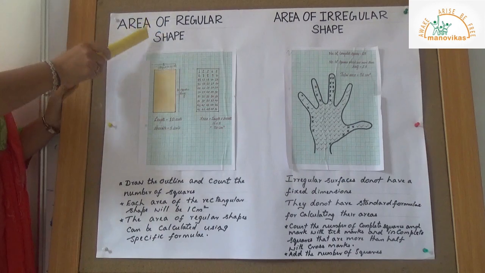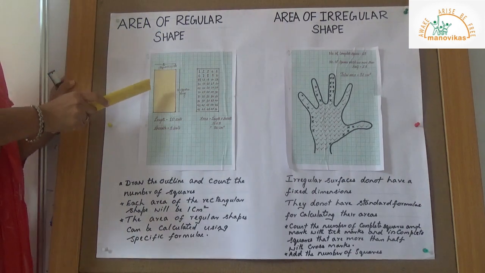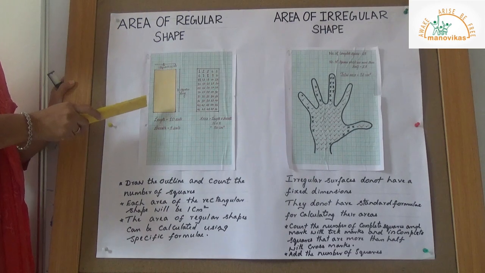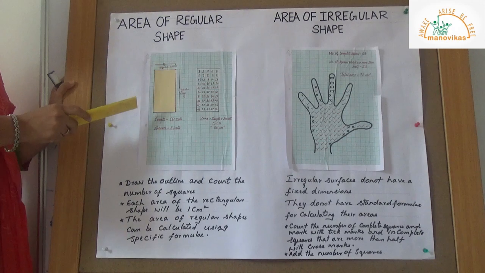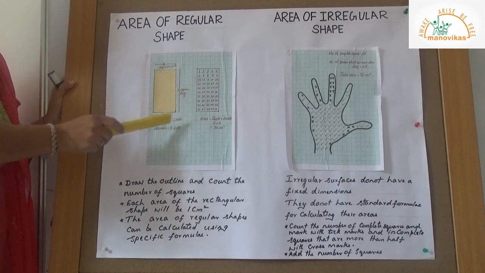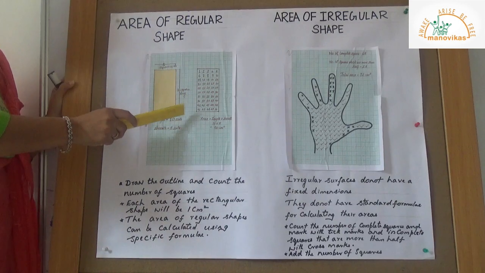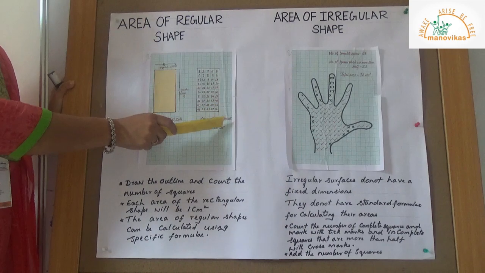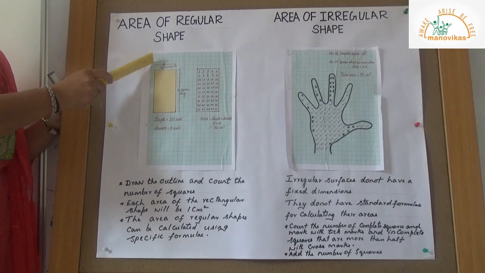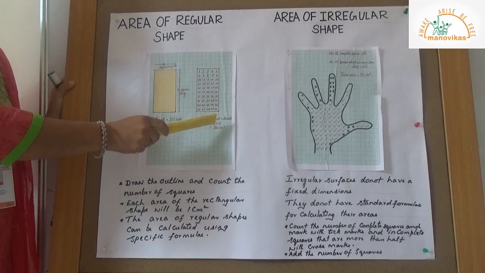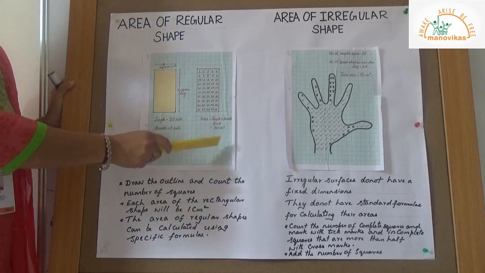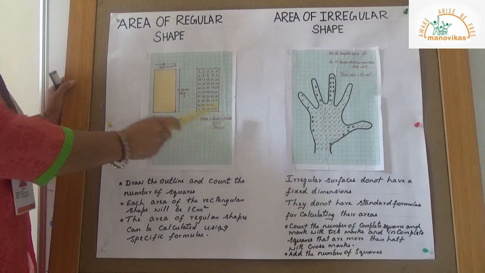So to find out the area of regular shape, we can make use of standard formula. For example, shapes like triangle, rectangle, squares, all this we can make use of formula to find out the area. So here, this is a rectangle shape. So the area of rectangle is length into breadth. So length is 10 squares and breadth is 5 squares wide. So 10 centimeter into 5 centimeter will give you the total area, that is equal to 50 centimeter square.